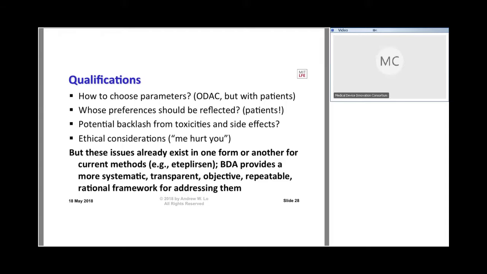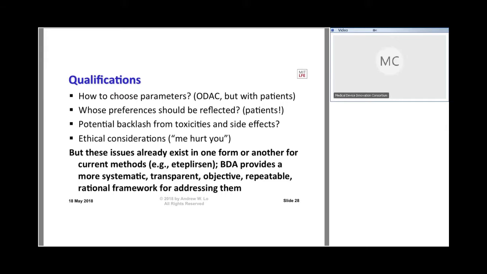Whose preferences should be reflected? Well, that's kind of obvious. We think patients should be the focus. Potential backlash from toxicities and side effects. In this right to try context, I think that would minimize those kinds of issues, but they will still be there. And finally, there are going to be ethical considerations. But frankly, given the current system, we already have those ethical considerations. And having a more systematic approach to dealing with these issues would be far easier.